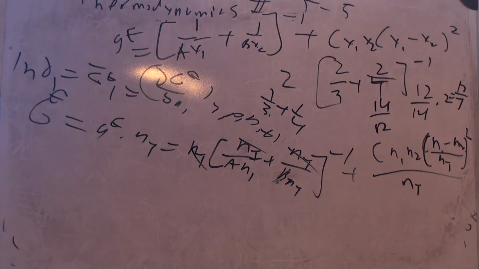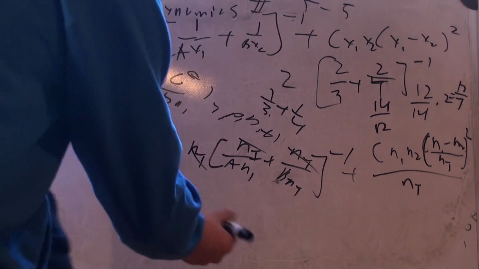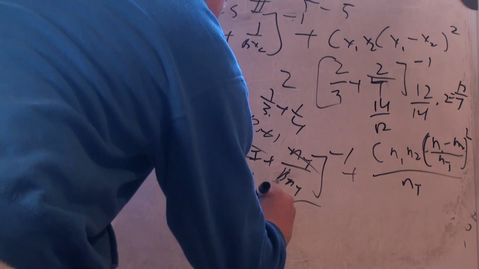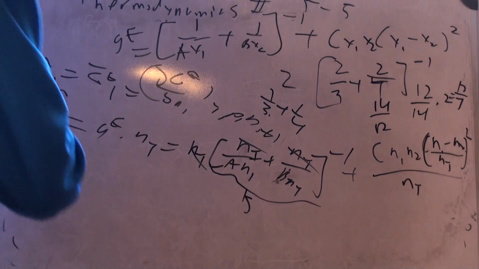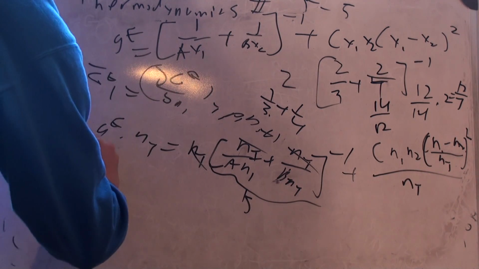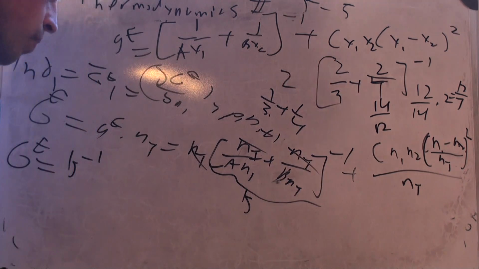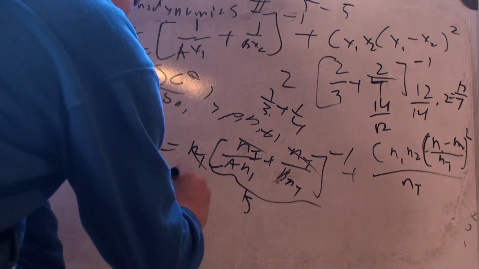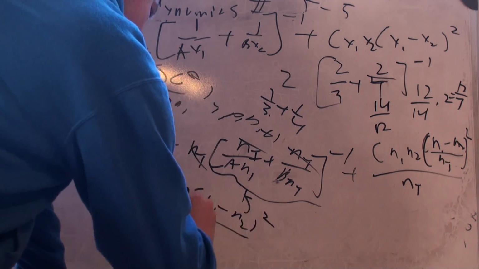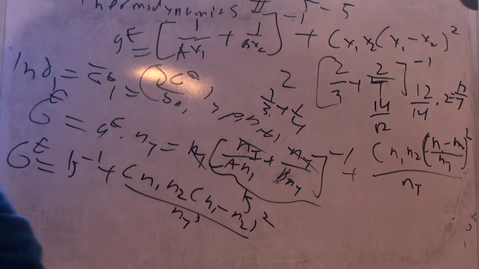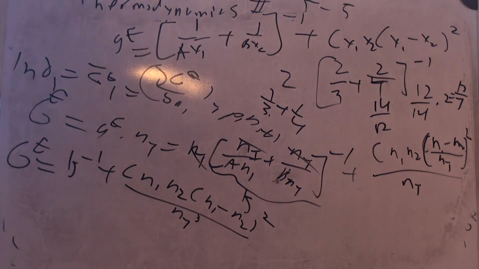Now I need to take the derivative of this nonsense with respect to component 1. Let's call this bad boy kappa. So when I'm all said and done, G is equal to kappa to the minus 1 plus C N1 N2 (N1 minus N2) quantity squared all over N total cubed. Yep, that looks right.